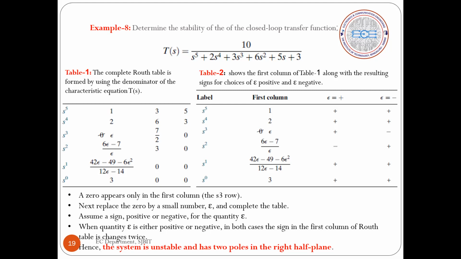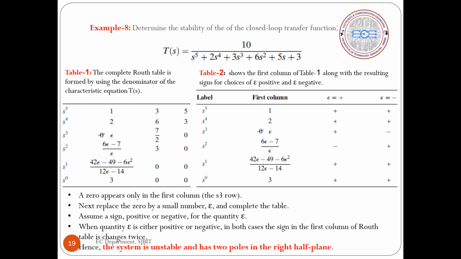That is not going to affect the analysis of the stability in the Routh-Hurwitz table. You can assume epsilon to be a very small positive or a very small negative. You will find the number of sign changes remains the same. So the number of sign changes is found to be two, meaning two roots to the right of the S plane.